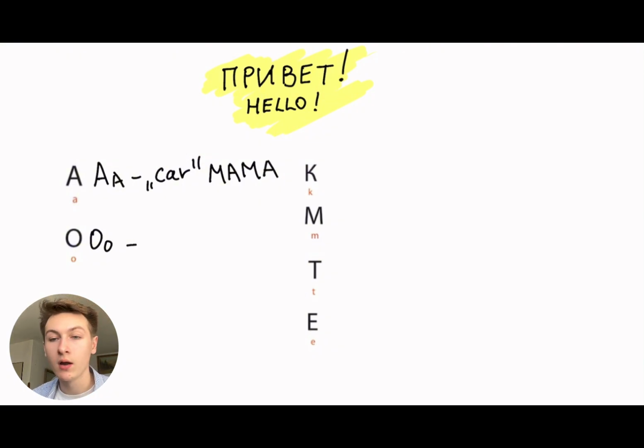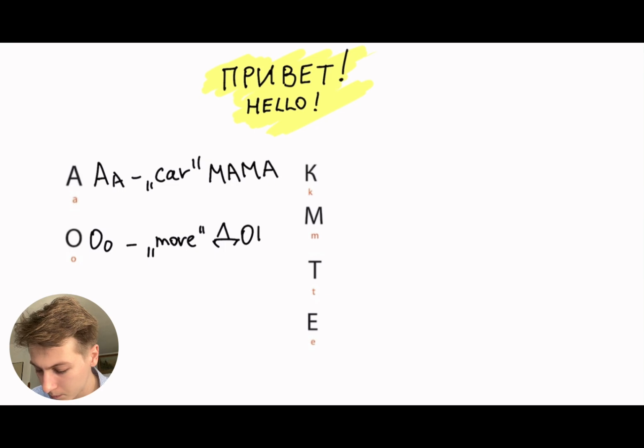Next one will be O. The sound O like in more. O. More. And like example, the Russian word could be dom. O. Dom, which means a house. Dom. O.